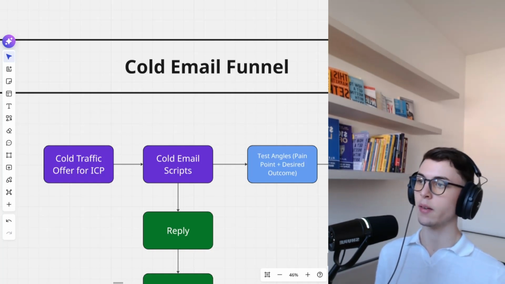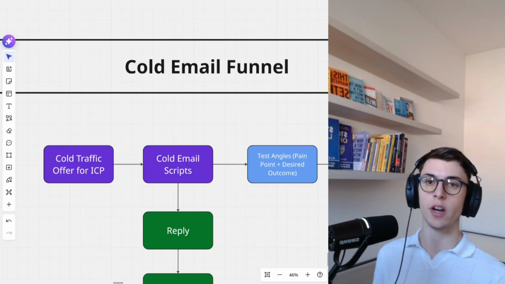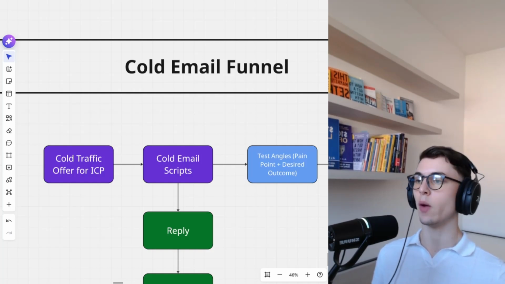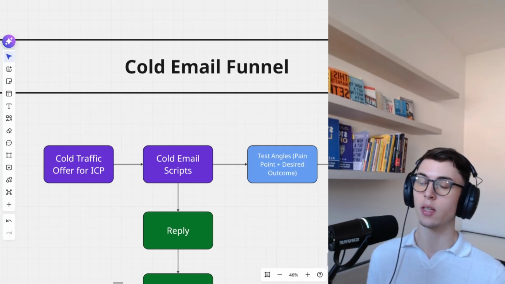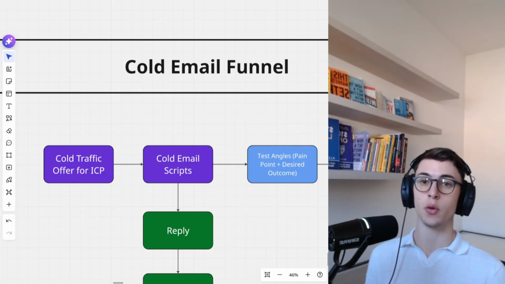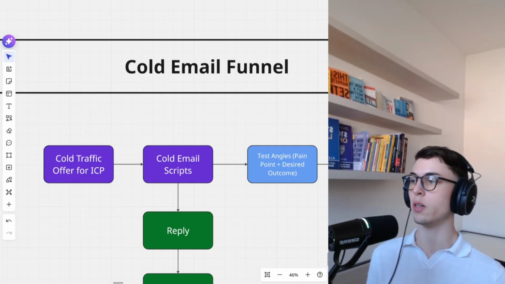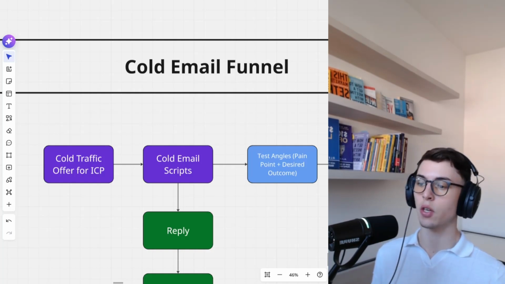So a big component in our cold email testing framework is we start with one variable, we test one variable at a time, and we start with the most important, most impactful variables. Now, really, the most impactful variables are your offer, right? Your cold traffic offer, as well as your ICP, so the target market that you're going after.